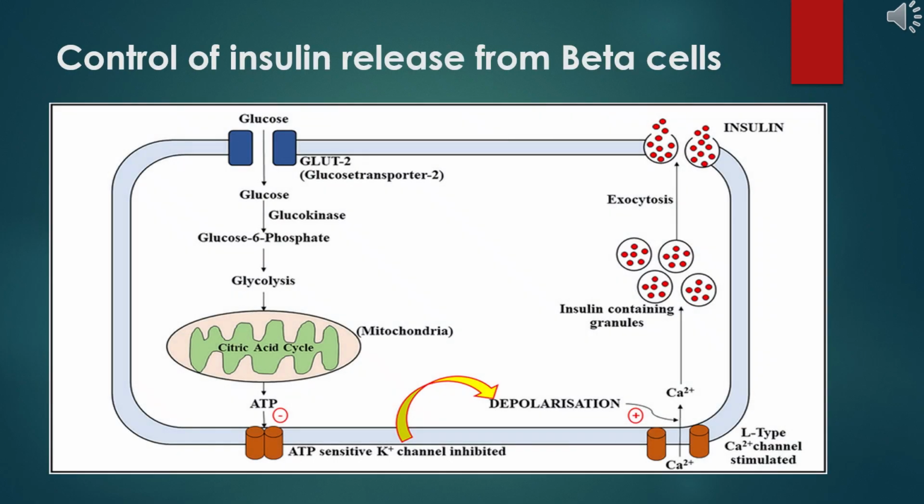Next, we'll see the control of insulin release from beta cells. After a meal, glucose enters beta cells through GLUT2 transporters. Once inside, it's metabolized and ATP is released. This closes the potassium channels, causing depolarization.